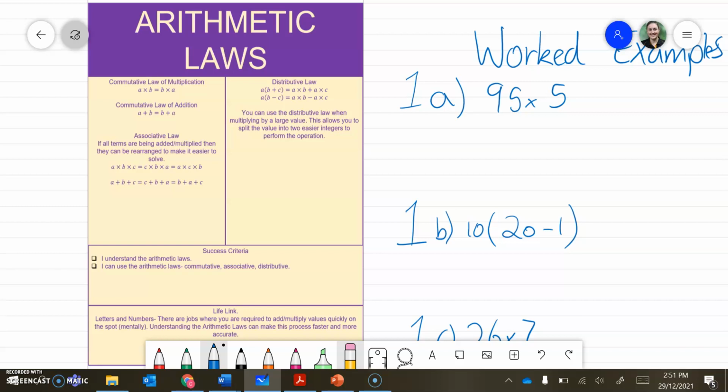Our associative law is that if we have multiple terms all being added, then we can rearrange them into any order to make it easier to solve. On the same token, if we have all terms being multiplied, we can rearrange them to make it easier to solve.